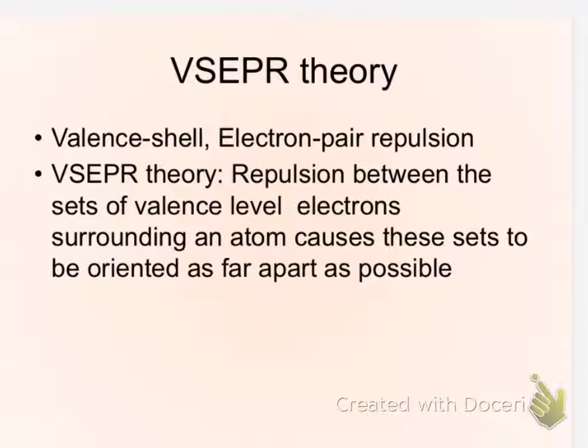And I don't know how people actually pronounce it. I've been saying "Vesper" my entire adult life. Valence shell electron pair repulsion. I think most people say Vesper. And what this says is that any two sets of valence electrons are going to push on one another. They're going to repel one another. So that means that they want to be as far away from one another as possible.